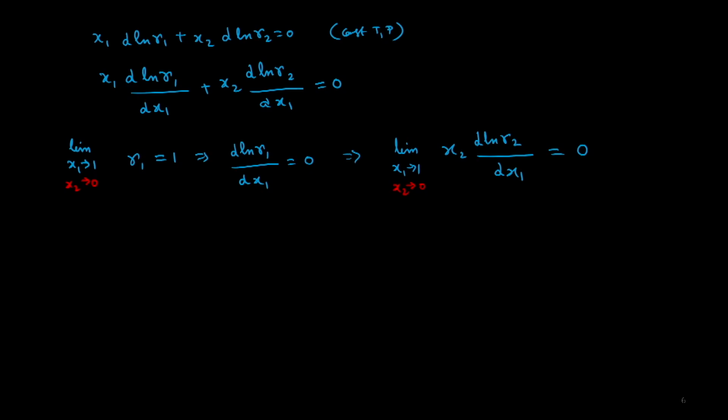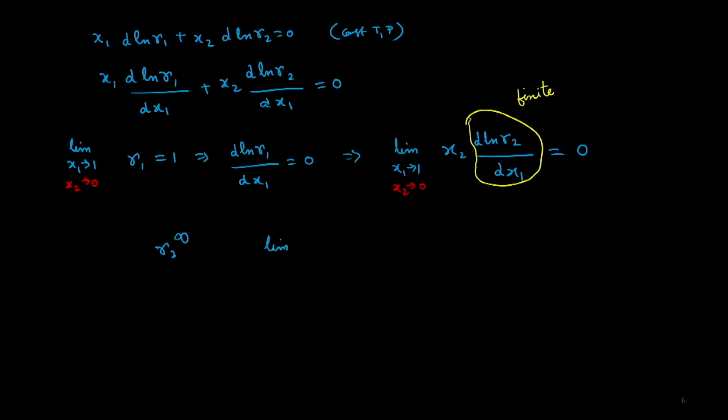Now, as x2 goes to 0, if the product of x2 multiplied with another term, in this case d ln gamma 2 by dx1, should equal 0, then it automatically means that the second term here should be finite. Because x2 is going to 0 and the product is going to 0, the only way that happens is if the second term in this product is a finite quantity. And that finite quantity is what we're going to call gamma 2 infinity.